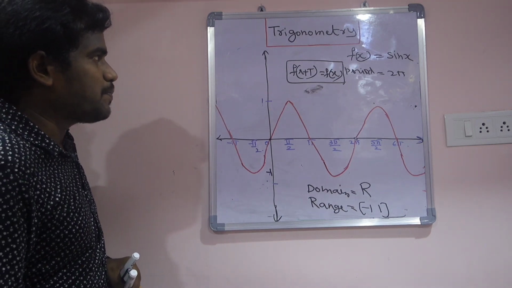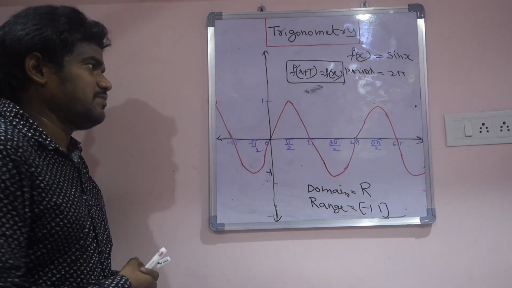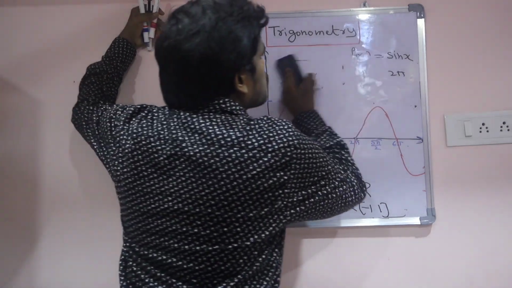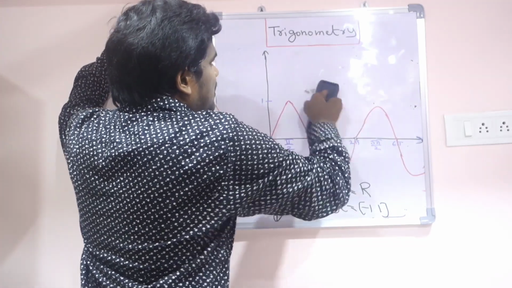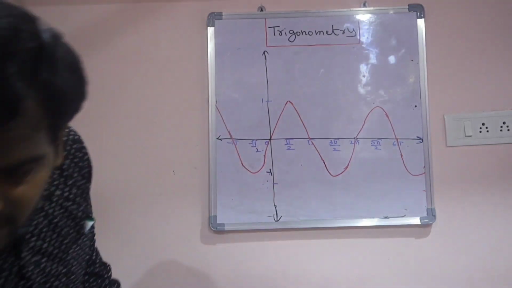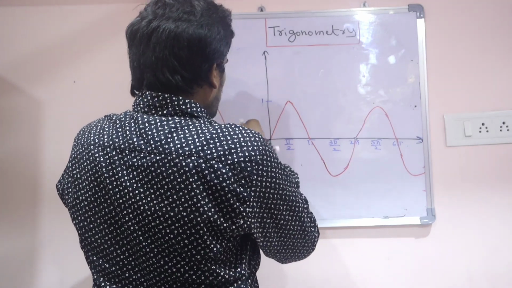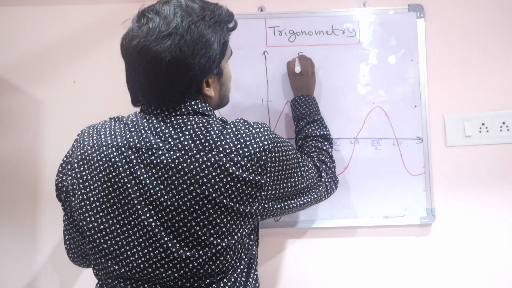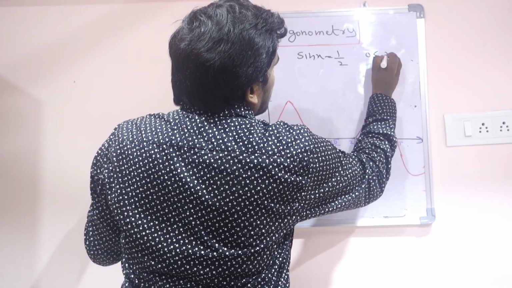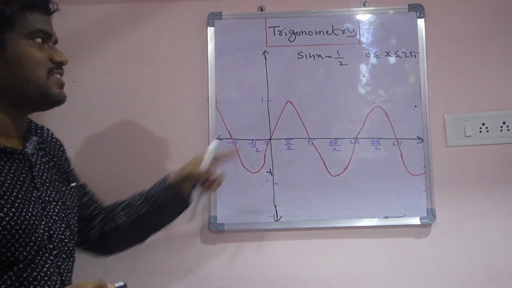Suppose I give one example, then you can understand easily. Sometimes he will ask in the exam for the number of solutions. These types of questions he will ask in exams. I will give two questions. Sin x is equal to 1 by 2, with 0 less than or equal to x less than or equal to 2 pi. So how many possible solutions are there for sin x equal to 1 by 2?